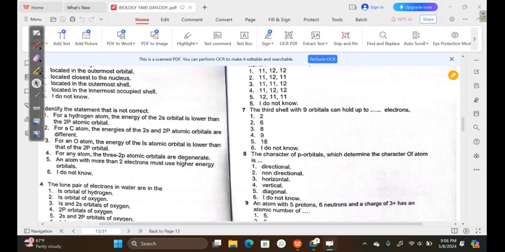So what do you have there? You have got px, py, as well as pz. So what does this tell us? It is directional. That's the answer. The p orbital can give you direction, like you are in the x-axis, you are in the y-axis, you are in the z-axis. That's direction. So the correct answer there was option 1.